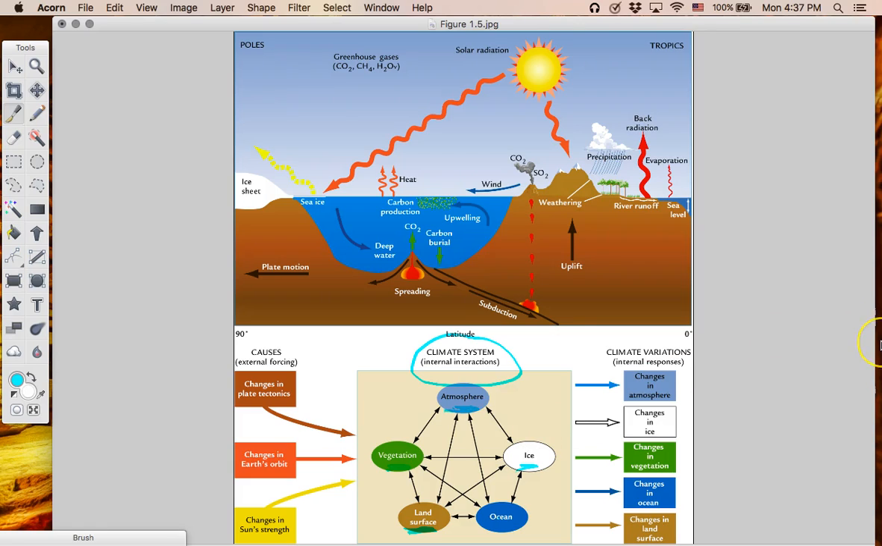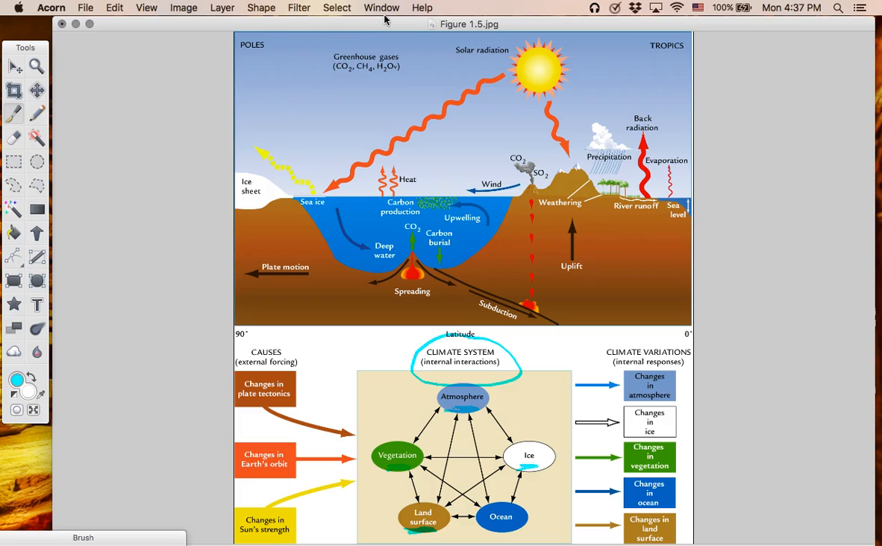Now, we have this split up into these 5 different components. And on the left over here, we have forcings or causes. These are external forcings that impact the climate system and how they interact. So these are natural forcings, and those include changes in plate tectonics, changes in Earth's orbit, which we'll talk about in more detail later, and changes in Earth's sun strength, because the sun goes through what is called the solar cycle. So actually the strength of the energy coming out of the sun does change a little bit in time, and that goes through cycles.